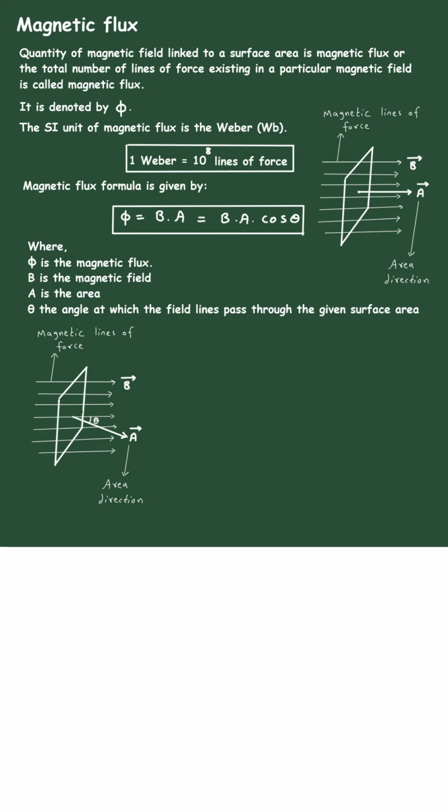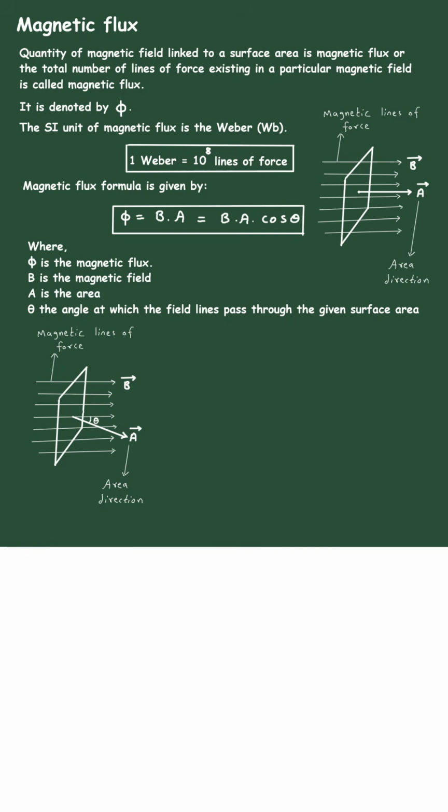Magnetic flux is a very important concept in physics, especially in the study of electromagnetism. It helps us measure how much of a magnetic field passes through a certain surface. You can think of it as counting the number of magnetic field lines that go through a flat area or surface. The more magnetic lines that pass through, the greater the magnetic flux.